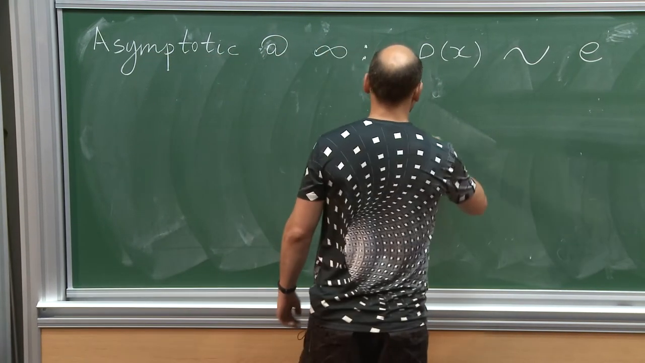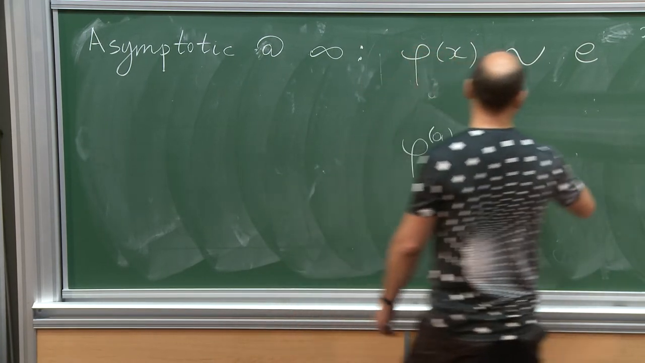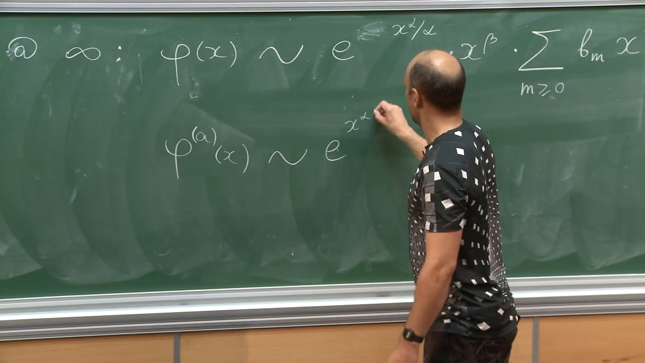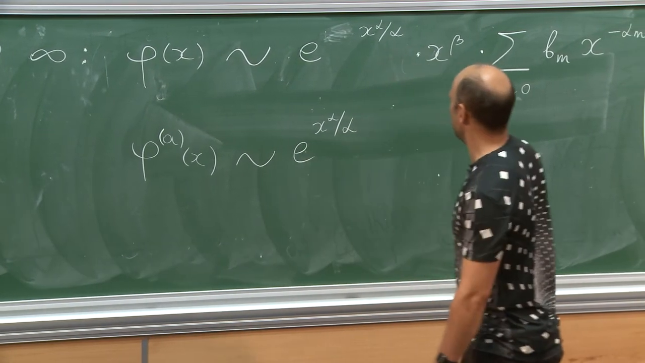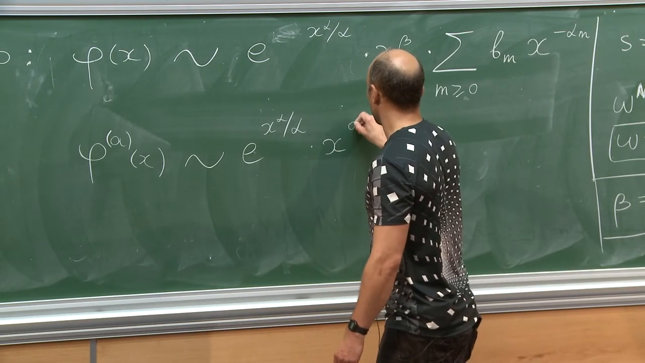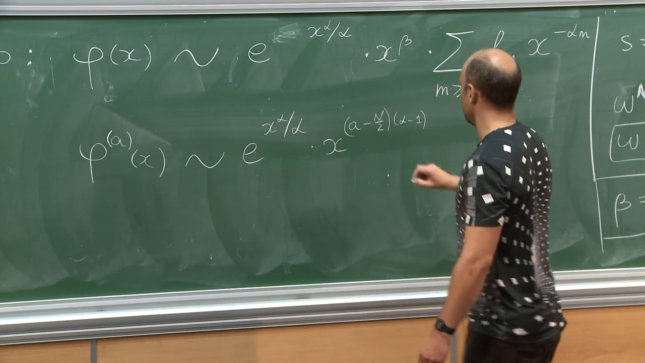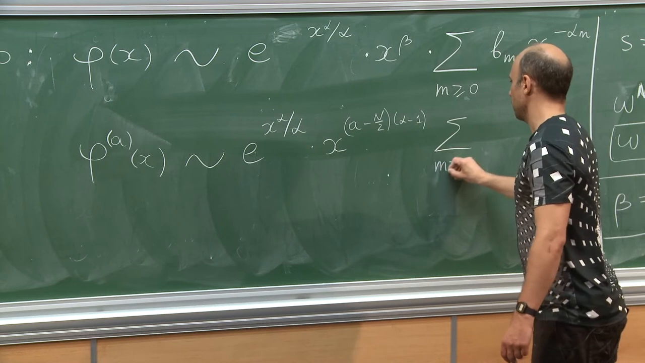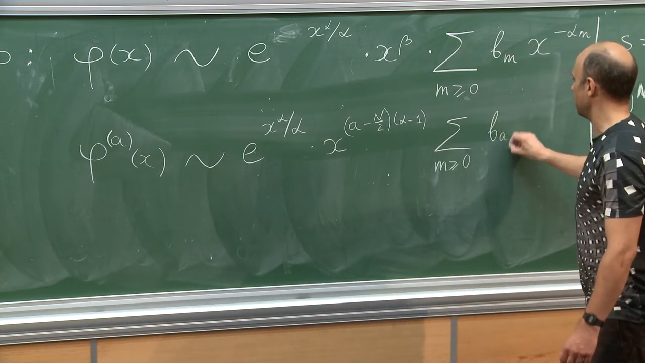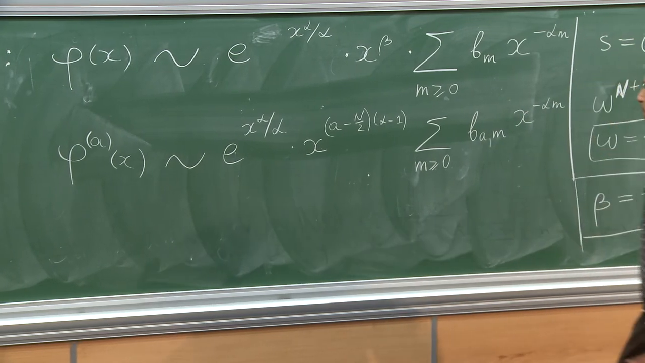So if you take derivative number a, the asymptotic expansion will have, again, the same exponential term. Then there will be x to the power a minus n over 2 times alpha minus 1, times sum for m greater than or equal to 0, b_{a,m} x to the power minus alpha m.